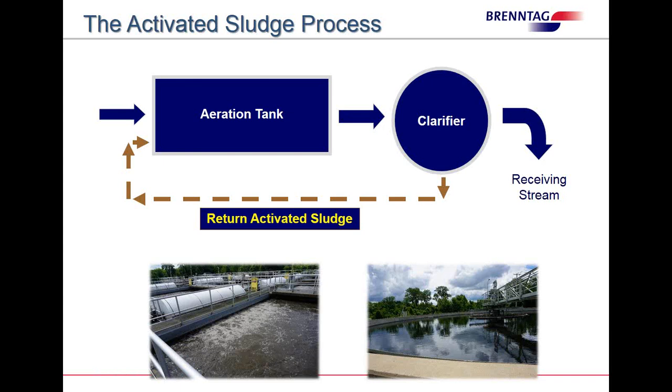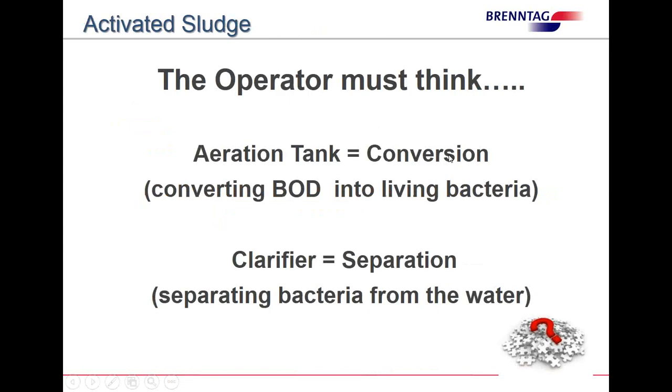We're going to let them settle, and then we're going to pull the bugs off the bottom, and we're going to send them as return activated sludge, or they call it RAS, back to the head of the treatment plant. And the reason that we send it back to the head of the treatment plant is to repopulate the species. So we use them for everything we can get out of them. So that's the basic process.